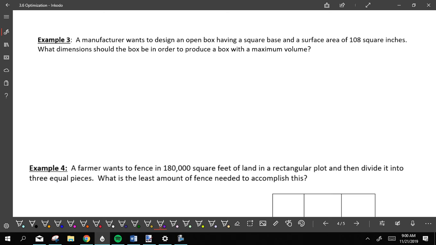Okay, so here's what we're trying to do. It's an optimization question, just like we did yesterday. What about this problem tells you that it's optimization? Maximum. Our job is to find a maximum volume.